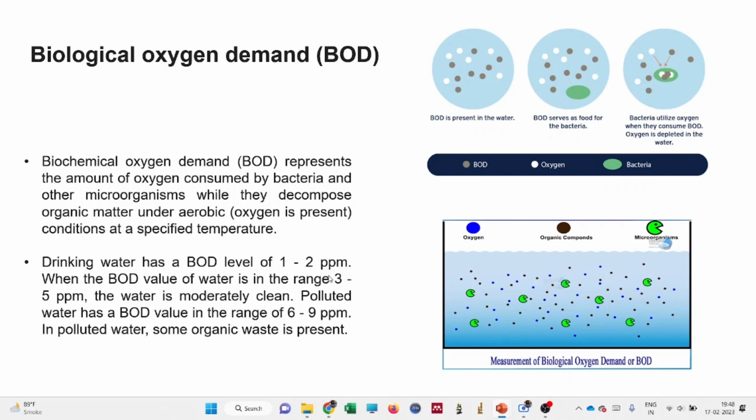And if more and more organisms are present in a particular water sample, there will be more consumption of oxygen, and then the demand for biological oxygen will be more, and bacteria will utilize more and more oxygen, and this oxygen will get depleted in water. So that is what has been shown here. That is how biological oxygen demand measurement happens.